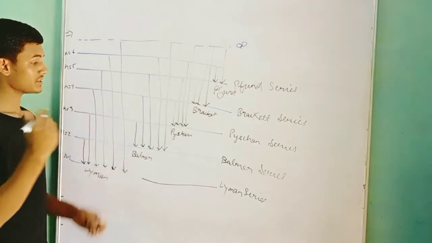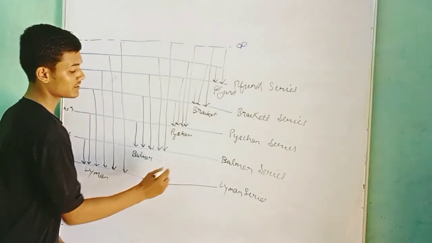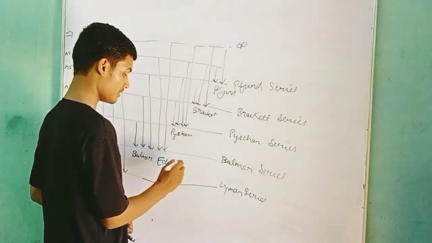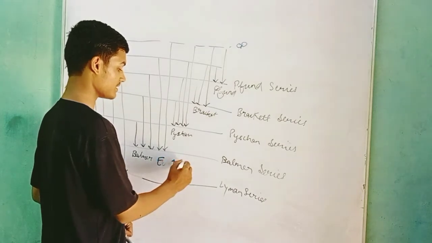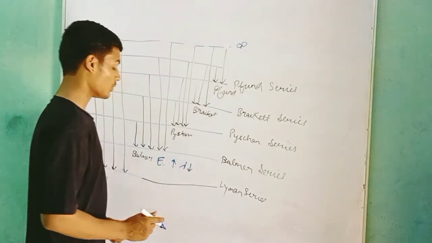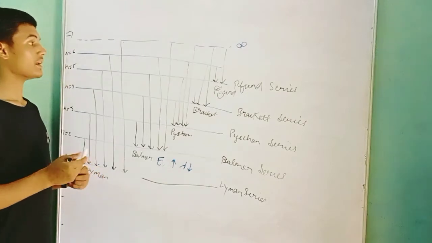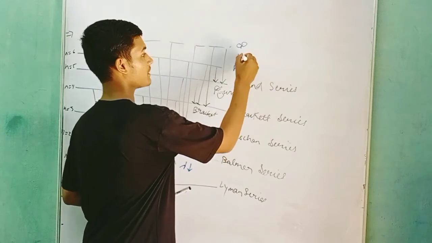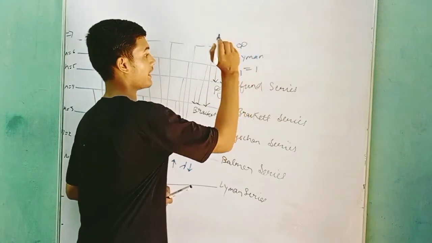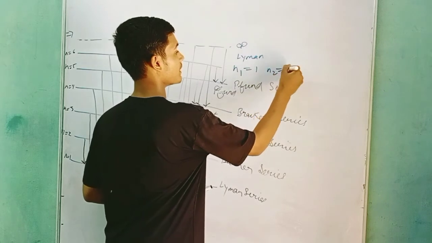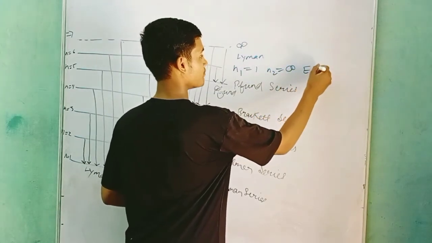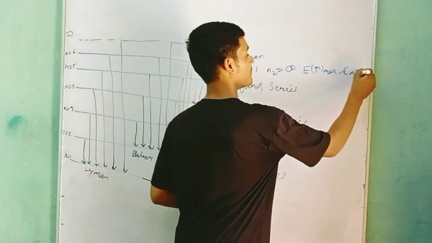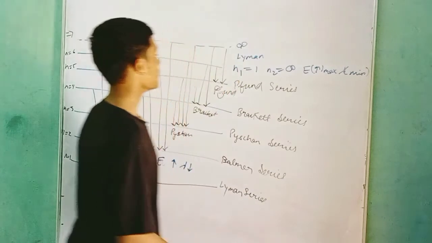When energy is high, lambda is low. So when n1 is equal to 1 for Lyman and n2 is infinite, the energy is maximum and lambda is minimum.